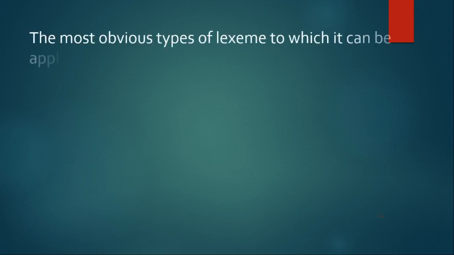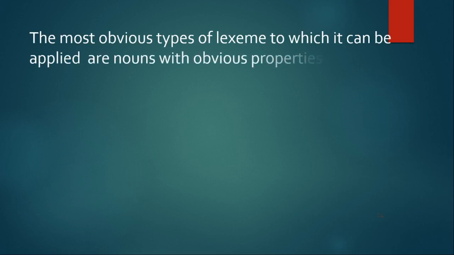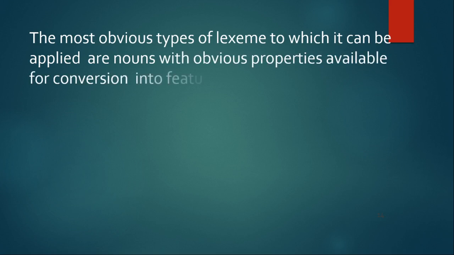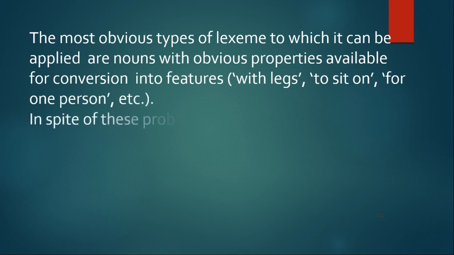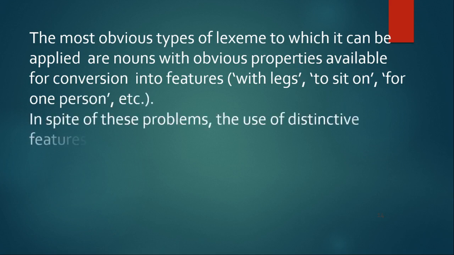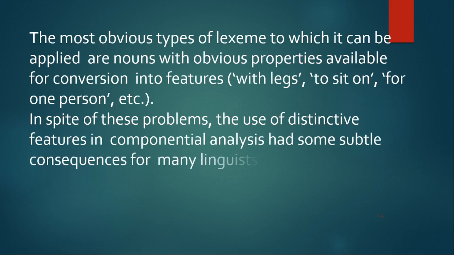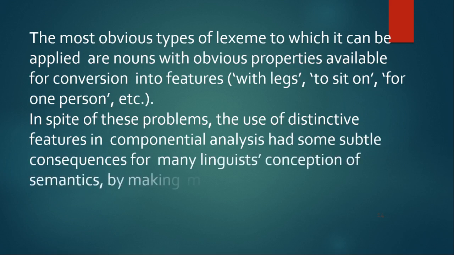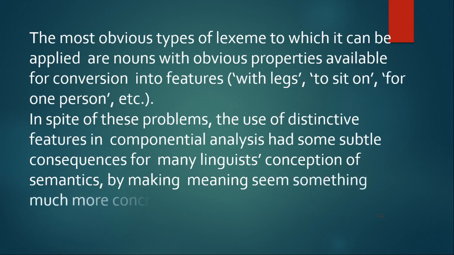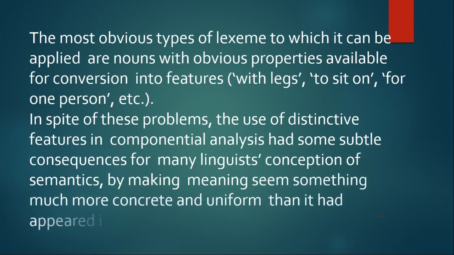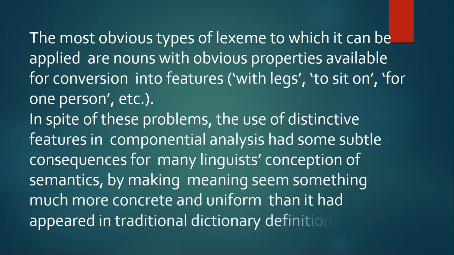Now, dears, the last but not the least: the most obvious types of lexeme to which it can be applied are nouns with obvious properties available for conversion into features, with legs, to sit on, for one person, etc. In spite of these problems, the use of distinctive features in componential analysis had some subtle consequences for many linguists' conceptions of semantics, by making meaning seem something much more concrete and uniform than it had appeared in traditional dictionary definitions. Thank you so much for the lecture.